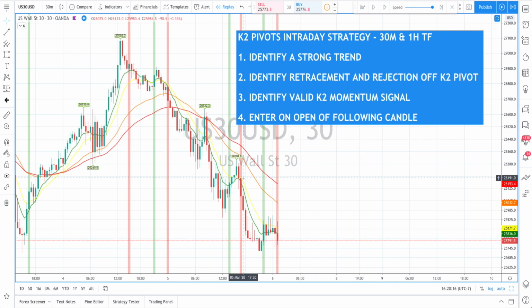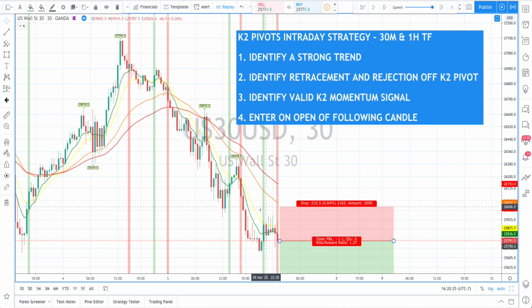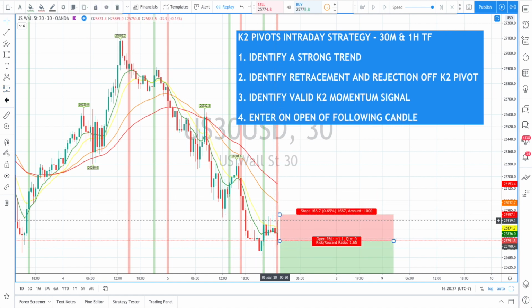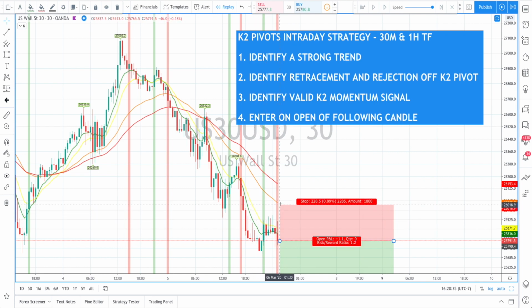So, just like we did earlier, we can enter on the open of the following candle. So let's enter a short position right here. And like I said earlier, you can place your stop loss at the previous swing, which would be right here. And this would be considered the swing because price swung down, swung up, and then swung back down. So this would be the nearest swing right here. Or you can place it at the level 3 or the level 4. So it just really depends on your risk appetite.